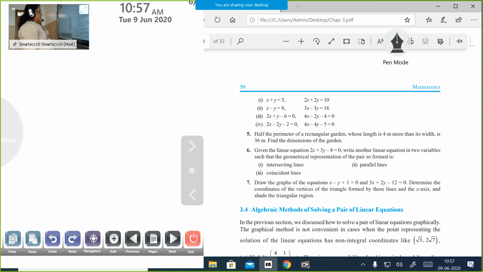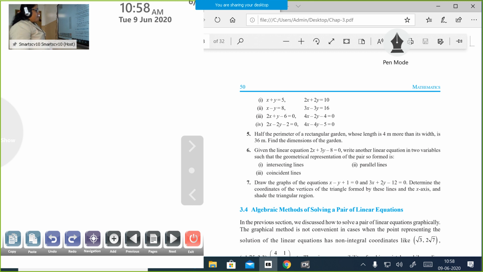Next question, the seventh question, is also homework. Draw the graph of the given equations x minus y plus 1 is equal to 0 and 3x plus 2y minus 12 is equal to 0. Determine the coordinates of the vertices of the triangle formed by these lines and the x-axis, and shade the triangular region.